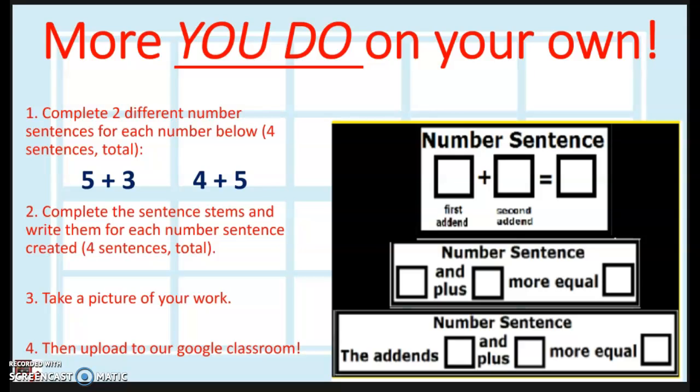Number 2 says, complete the sentence stems and write them for each number sentence. So I want you to tell me 5 plus 3 is the same as or equal to. Finish those out with the new add-ins that you created. Take a picture of all your work and then upload it to Google Classroom.